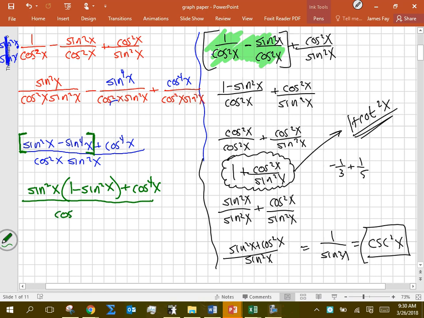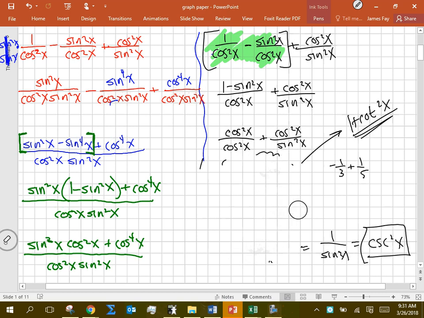And then over cosine squared x. Sine squared x, is that something we can do? Now what does this 1 minus sine squared become? Cosine squared. So now we got sine squared x cosine squared x plus cosine to the 4th x all over cosine squared x sine squared x.